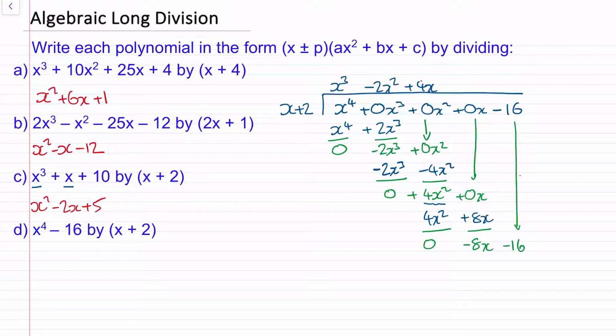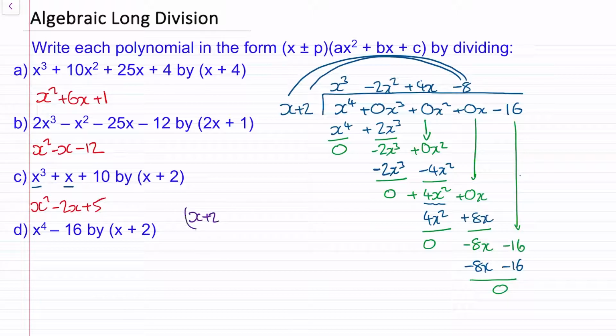So finally, the negative 8x divided by x is negative 8, and then we'll multiply it out again, negative 8x and negative 16. And you can see the difference here is 0. So we can say that x plus 2 multiplied by our cubic, x cubed minus 2x squared plus 4x minus 8 gives us x to the 4 minus 16.